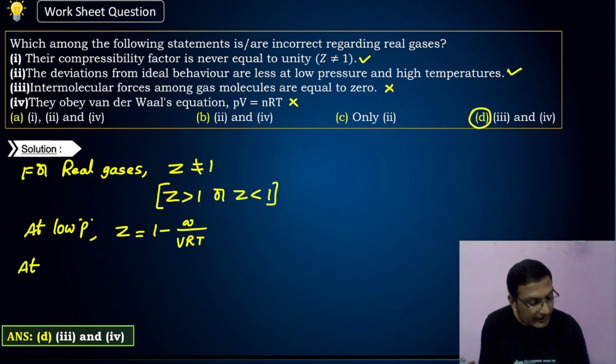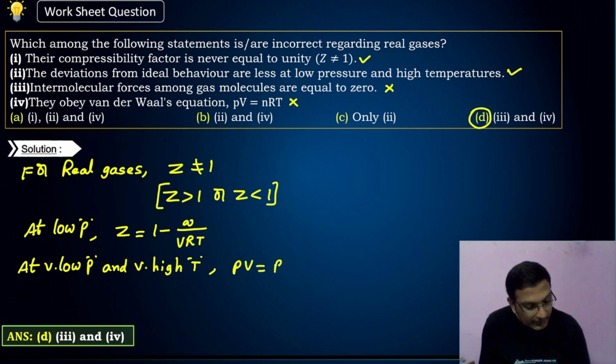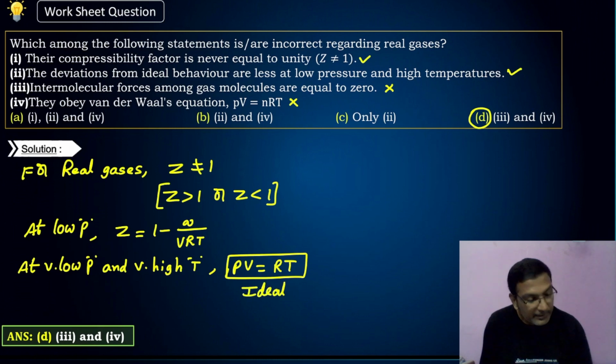Here I will write: at very low pressure and very high temperature, PV will be equal to RT, which is ideal condition. For statement 2, we can write like this: at low pressure and high temperature, deviation will be very, very less. As the pressure increases, deviation will be more.